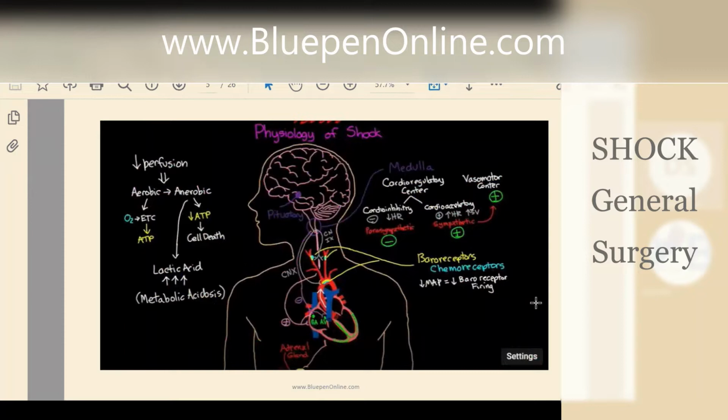The cardioregulatory center has two actions. It has a cardio-inhibitory action, which causes a decrease in heart rate, and the other one is the cardio-acceleratory center, which increases the heart rate and increases the stroke volume. The cardio-inhibitory center is regulated by the parasympathetic nervous system, whereas the cardio-acceleratory center is stimulated by the sympathetic nervous system. The cardio-inhibitory center decreases the heart rate by inhibiting the stimulation to the parasympathetic nervous system, whereas the cardio-acceleratory center acts through the sympathetic nervous system.